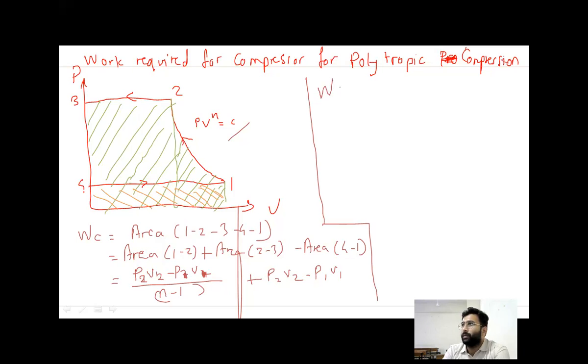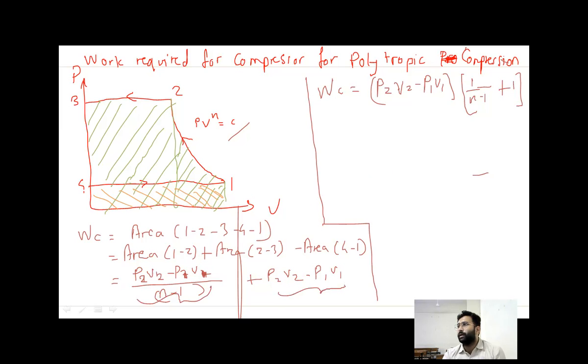Okay, so again WC will be equal to, here I will take P2 V2 minus P1 V1 common. And what will remain inside the bracket? So here it will be 1 upon n minus 1 plus 1. Is it correct? If I take P2 V2 minus P1 V1 common from this term, it will remain 1 upon n minus 1. From this, if I take common, it will be plain 1.